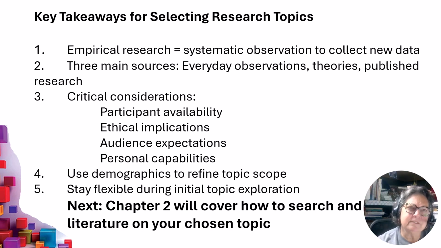Let's wrap up the key points from Chapter 1. Remember that empirical research is about collecting new data through systematic observation. Your research topics can come from daily observation, theoretical predictions, or building on published studies. Always consider practical and ethical constraints early in the process. Use demographic variables strategically to focus your research scope, and keep multiple options open until you've done some preliminary exploration. Next time, we'll learn how to systematically search for and review the literature on your chosen topic.